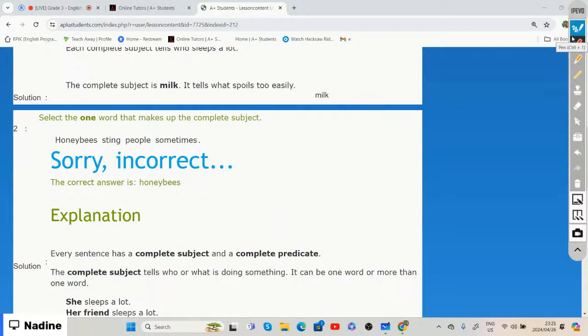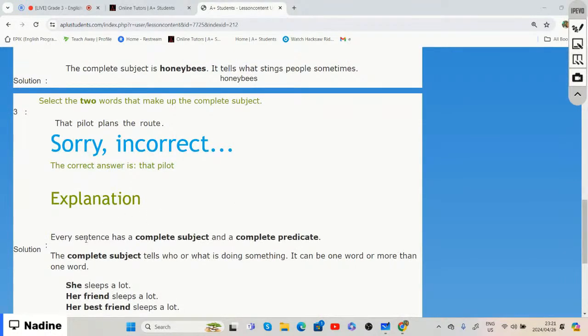All right, and if we were to identify the subject within that sentence, we would say honeybees is our subject, right? And honeybees, it tells us what is doing something, right? So honeybees, what are they doing? They sting people sometimes. So honeybees is our subject.